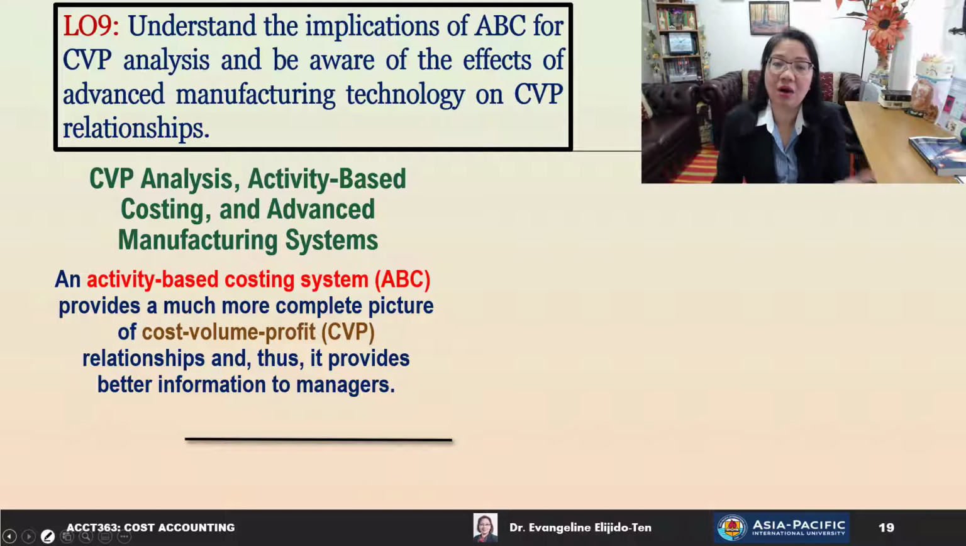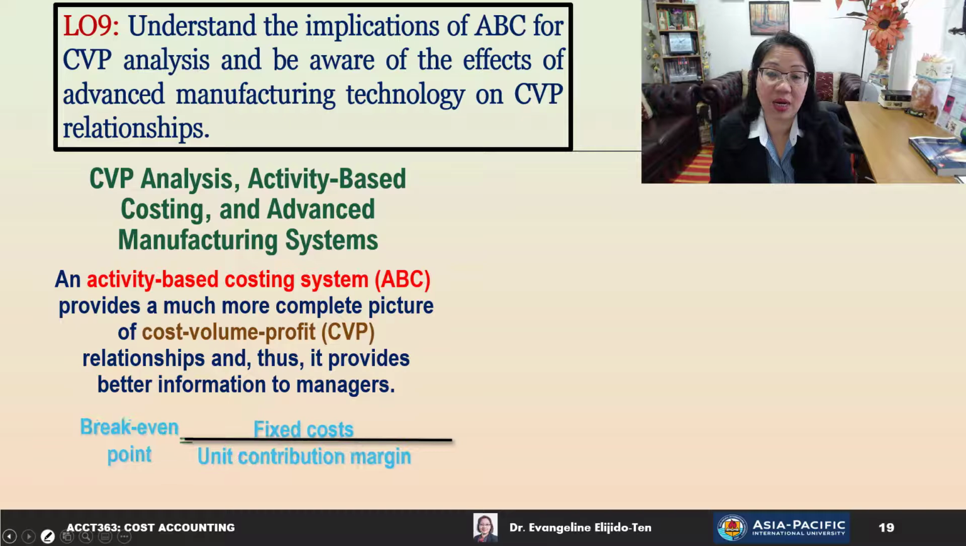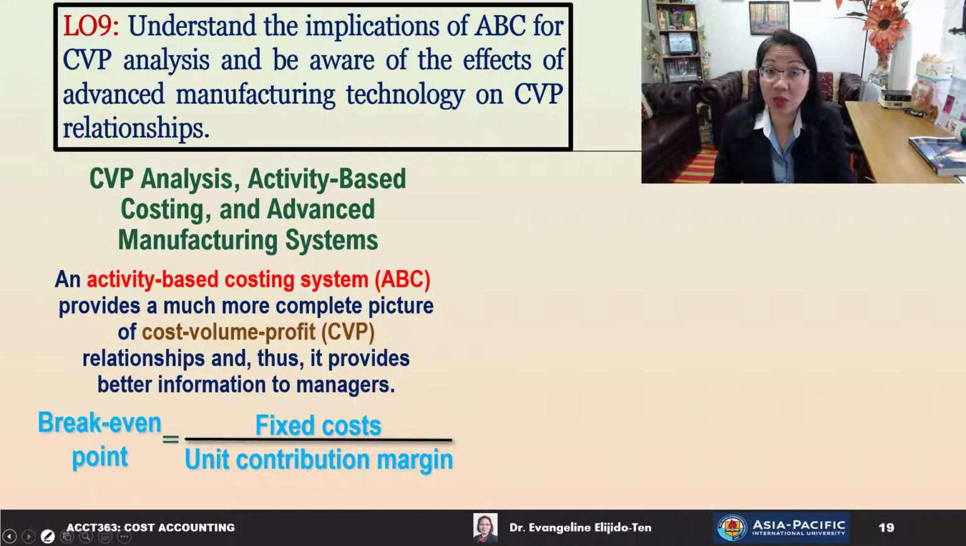So the point of this section and this learning objective is really that ABC provides a richer description of a company's cost behavior. Just as ABC can improve an organization's product costing system, it can also help facilitate a deeper understanding of the cost behavior and CVP relationships. But the formula that we are applying, whether it includes ABC or advanced manufacturing systems, will still be the same. Break-even point is equal to fixed cost divided by UCM, for example.